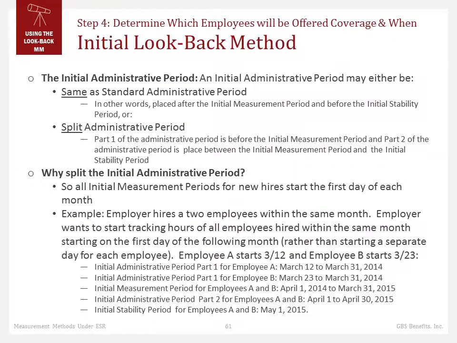So let's talk about it. Why would you want a split administrative period? You do have an option.